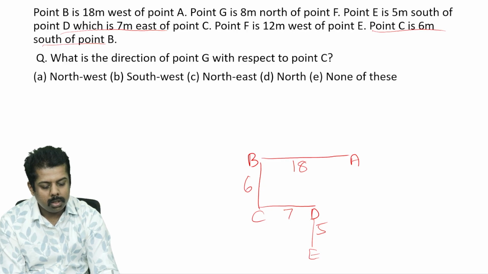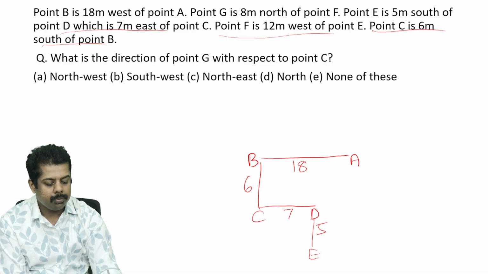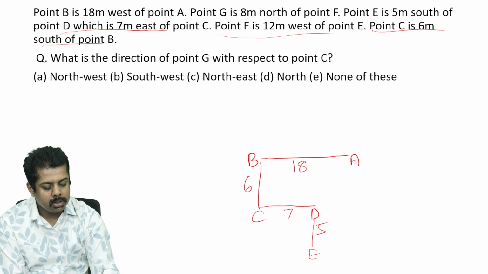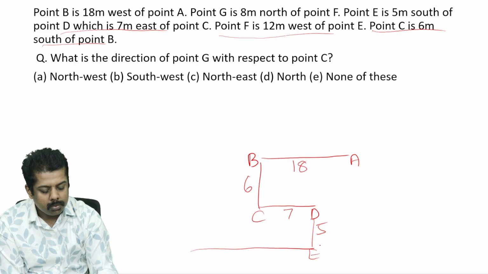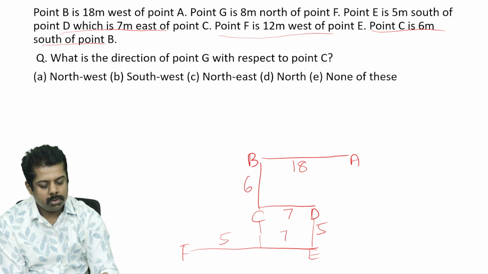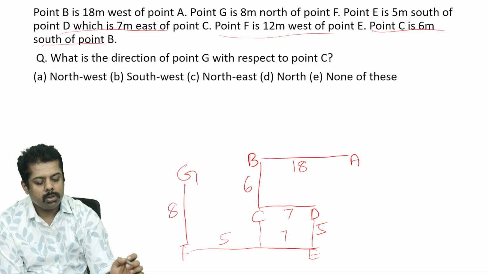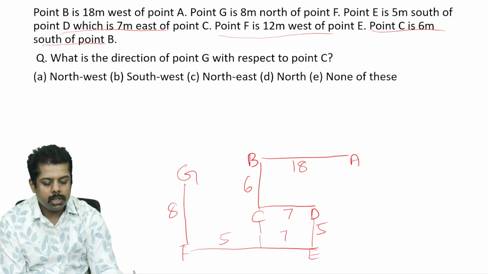Which point can we take? We have a point based on F and E. F is 12 meters west of E. F is 12 meters west, which means we can break this as 7 and place F here. Now we can place G and F. So G is 8 meters north of F. So almost we have placed all the conditions here.